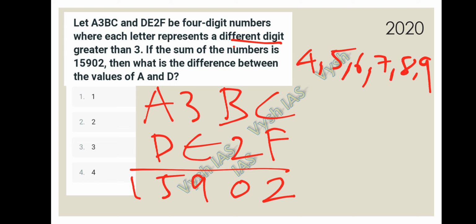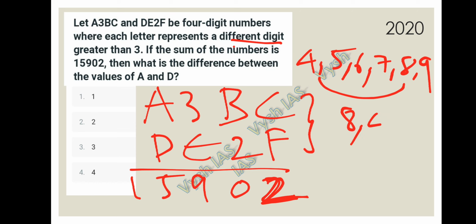So in order to get 2 in this particular place, the C and F values should be 8 and 4. C and F values can be 8 and 4. It can be vice versa also. C can be 8 or C can be 4, F can be 8 or F can be 4. It doesn't matter to us. So 8, 4 is possible. So 1 should be carried. So here 2 plus 1, 3. B should be 7.